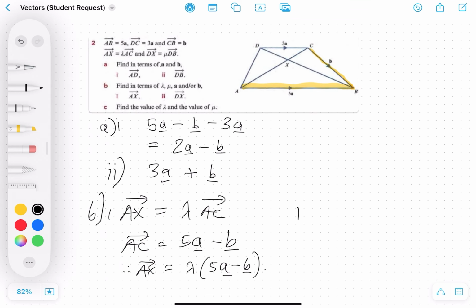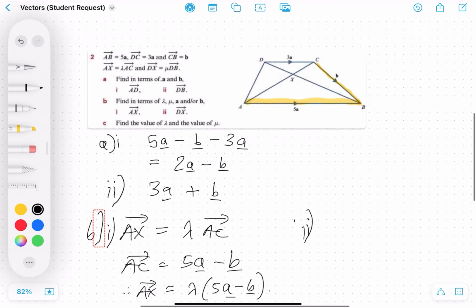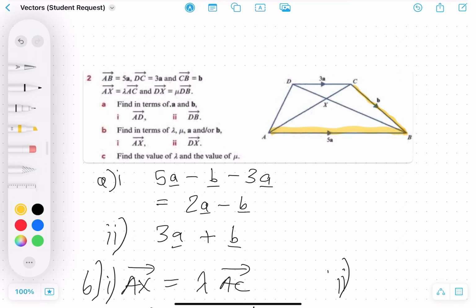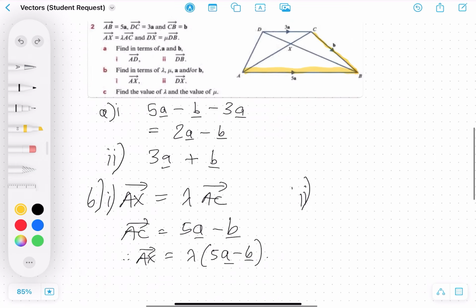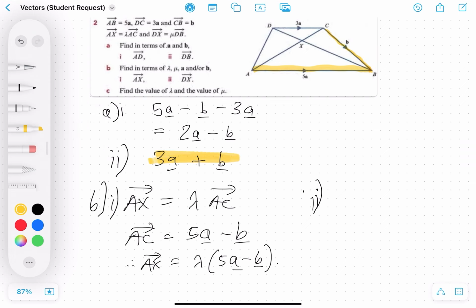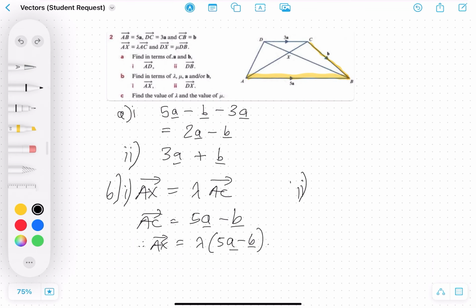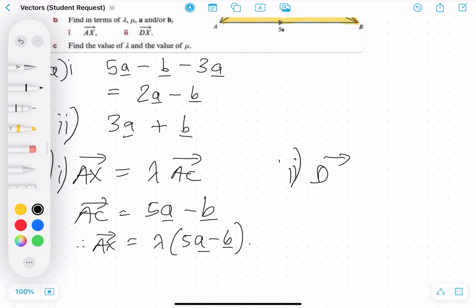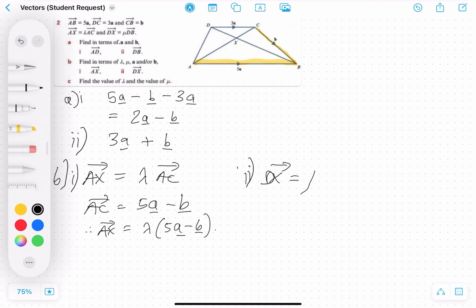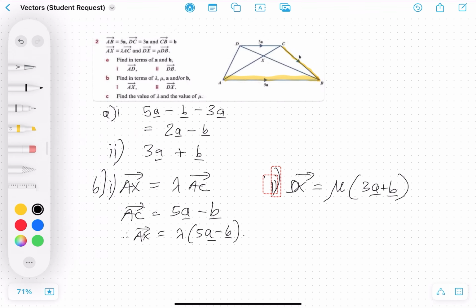And then part 2 of this is to find DX. We're given in the question that DX is equal to mu times DB. And from part 1, we've solved already that DB is equal to 3a plus b. So all we have to do is state that DX is equal to mu of DB, which is mu of 3a plus b. Okay, so that's that done.